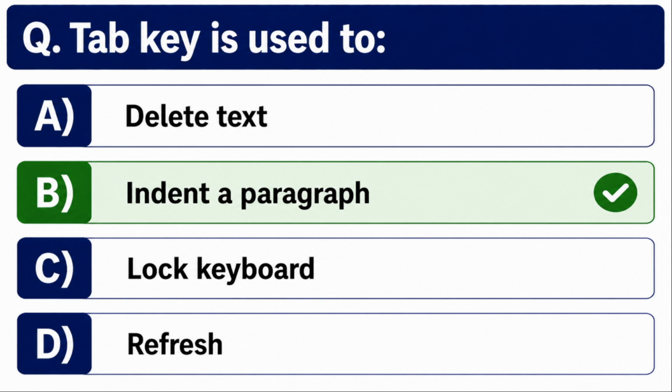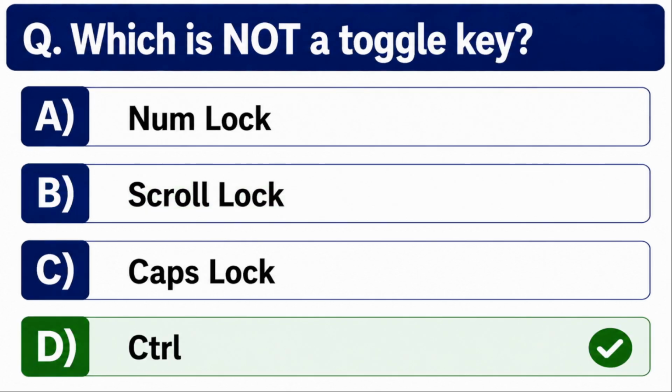Which is not a toggle key? Control is not a toggle key. Toggle keys are the locks: scroll lock, caps lock. Toggle means locks will come: number lock, scroll lock, caps lock.